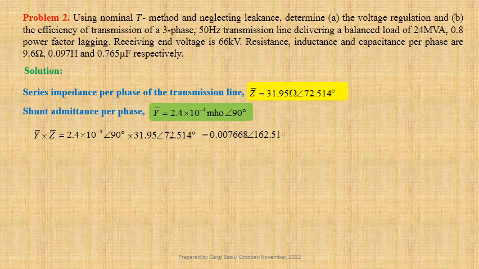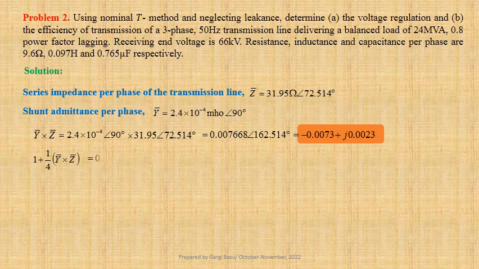0.007668 at an angle 162.514 degree. This may be written in Cartesian form as minus 0.0073 plus J times 0.0023. Now we shall calculate 1 plus 1/4 of Y into Z, that is equal to 0.9982 plus J times 0.000575. This may be written in polar form as 0.9982 at an angle 0.033 degree.